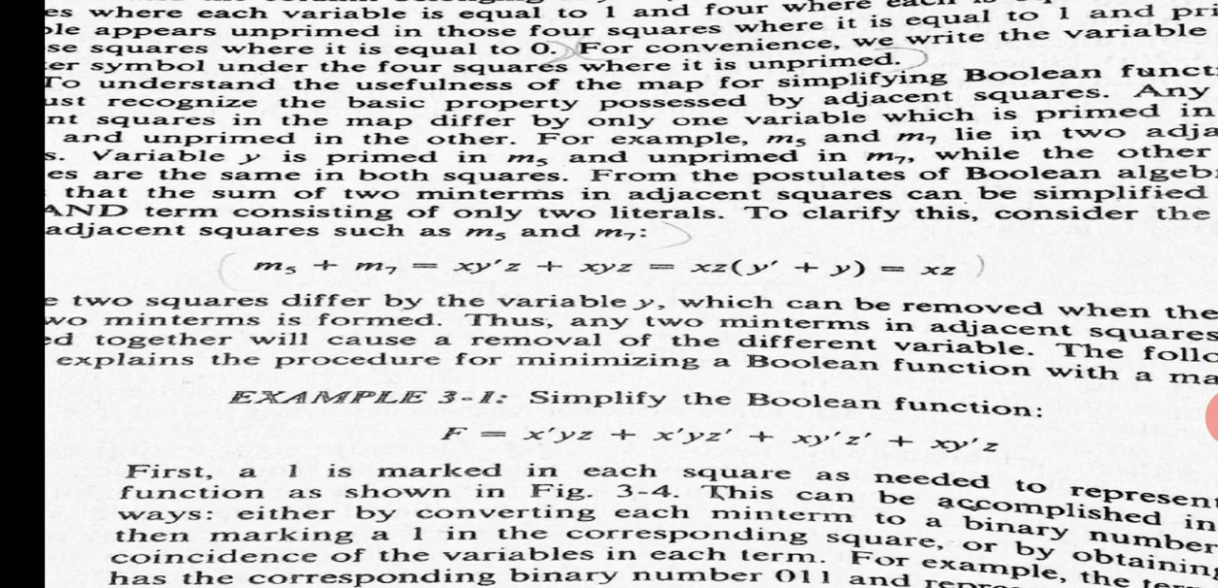Now when you have equations, for example m5 plus m7, what do you have to do? What is the value of m5? You can refer to this. If you go m0, m1, m2, m3, m4, m5, m6, m7, then m5 is x y dash z, and m7 is nothing but xyz. Same thing you are going to write here.